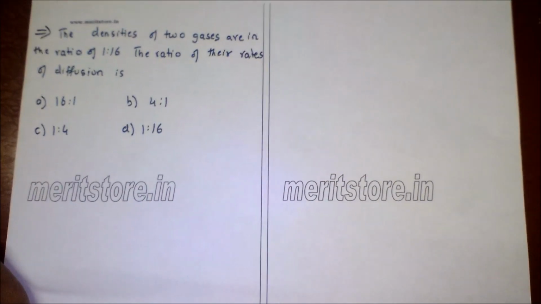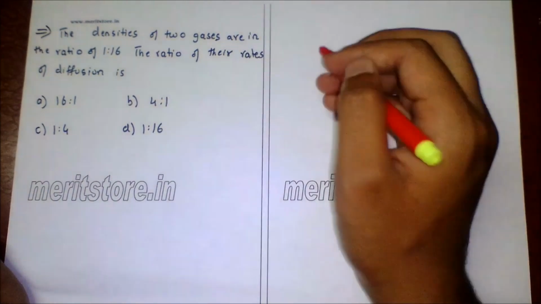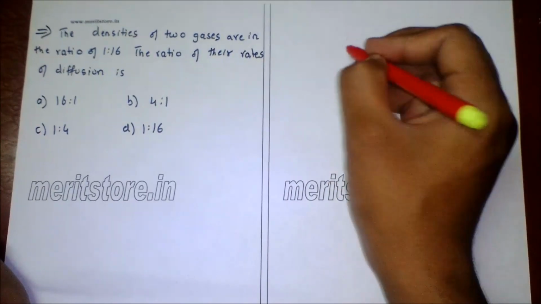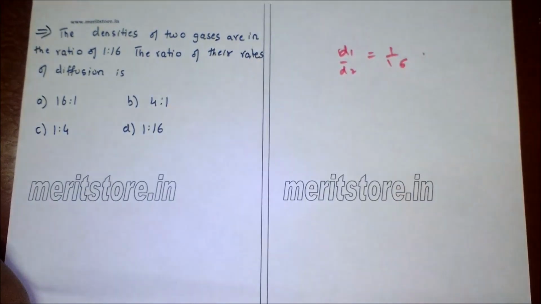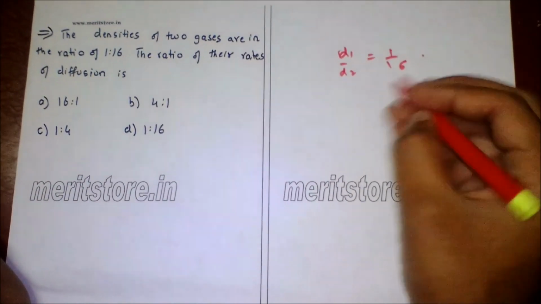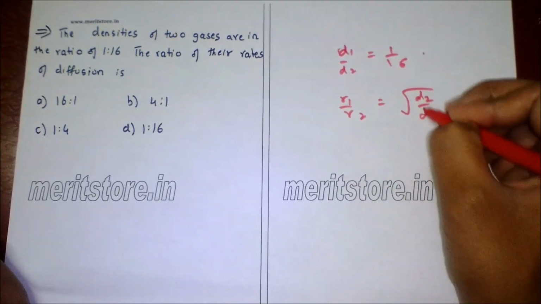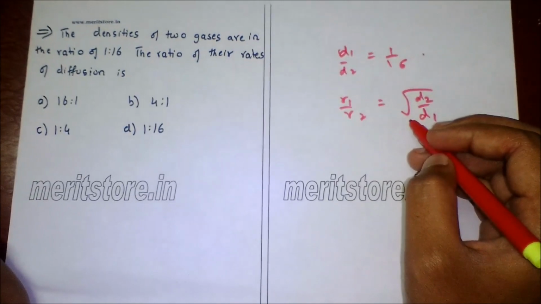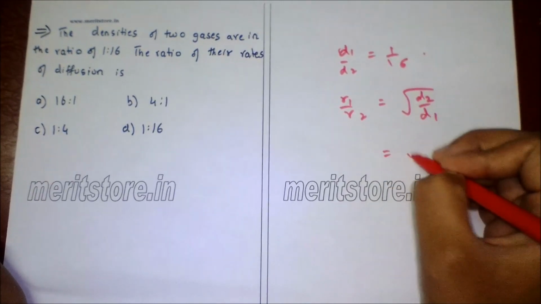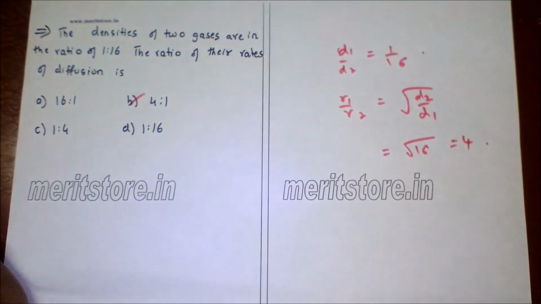The densities of two gases are in the ratio 1:16. The ratio of the rate of diffusion is? So the density d1 upon d2 is equal to 1 by 16 from the given question. The rate of diffusion r1 upon r2 is equal to root of d2 upon d1. This is a relation inversely proportional to the square root. Root of 16 is equal to 4. So option B is the correct answer.